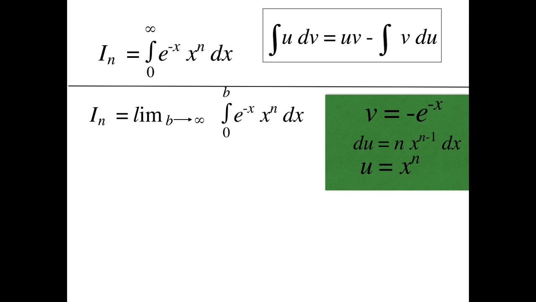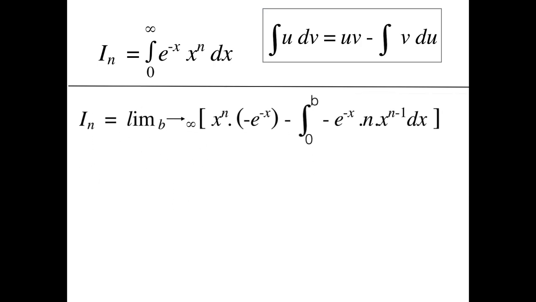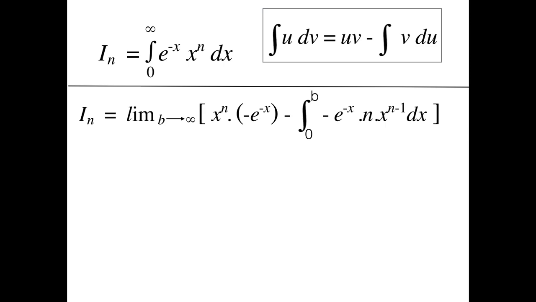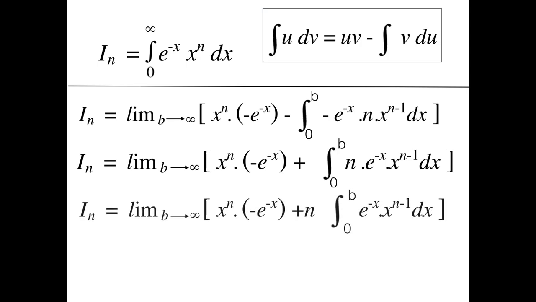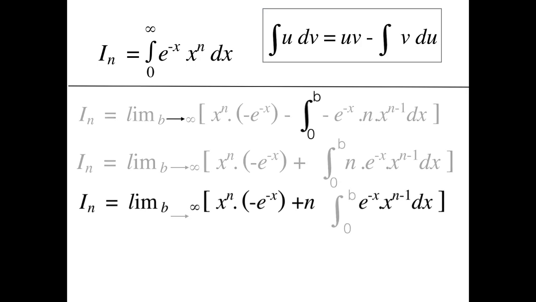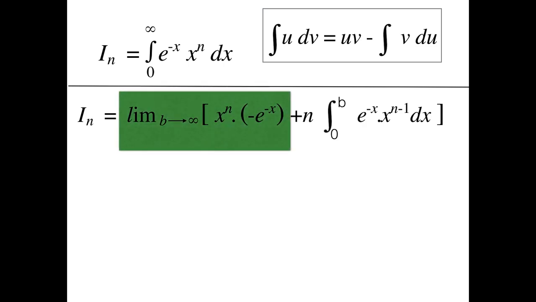Now we plug all the variables into the integration by parts formula, and we get the following result. After we got this, we are going to resolve the minus sign and plus sign, and bring the constant out of the integral sign, and that's it. Right? This is the final equation we have right now. After that, we apply the limit to the whole expression, and the first limit that we get is 0.